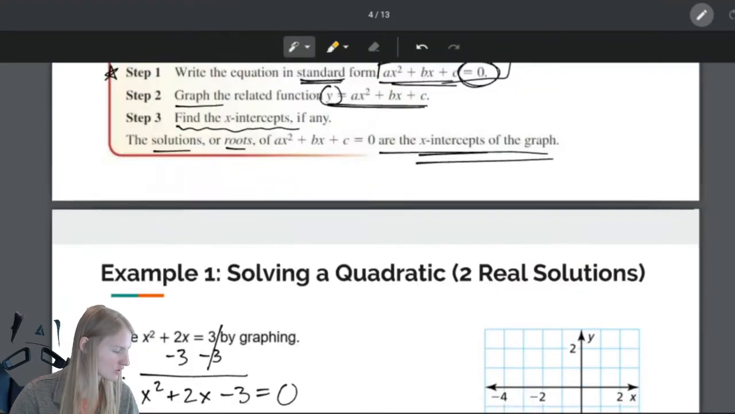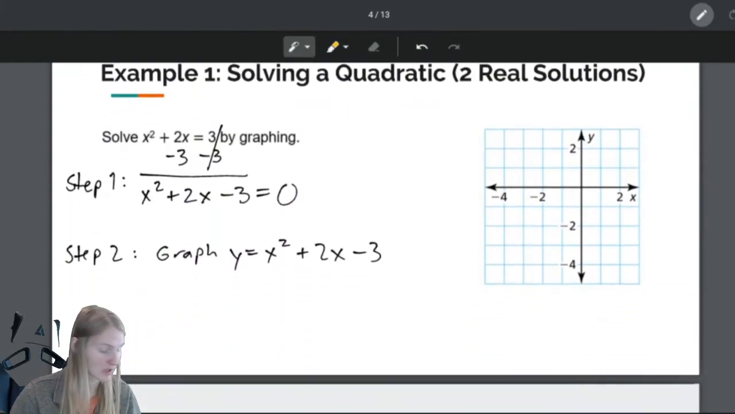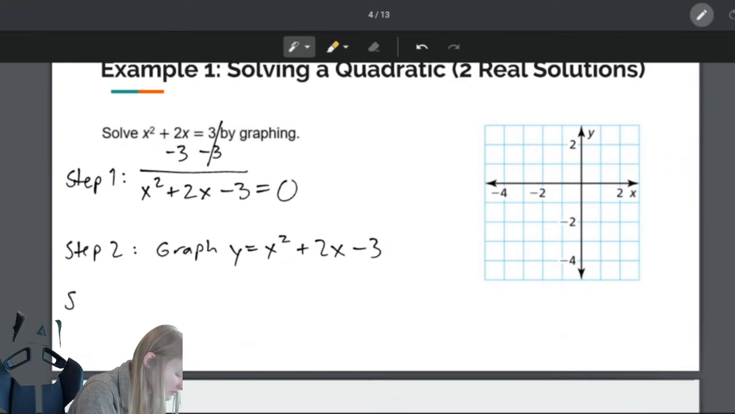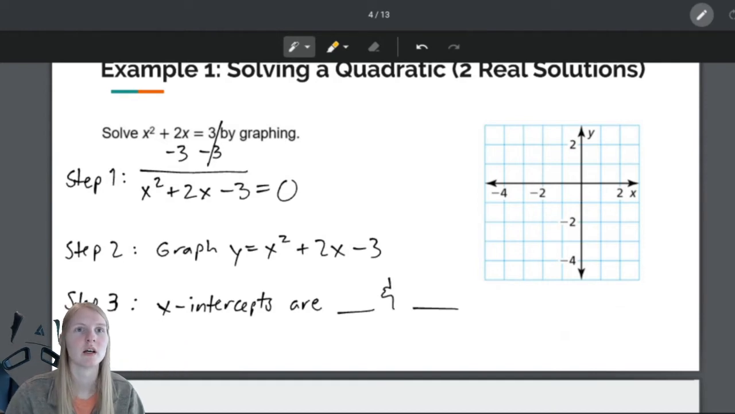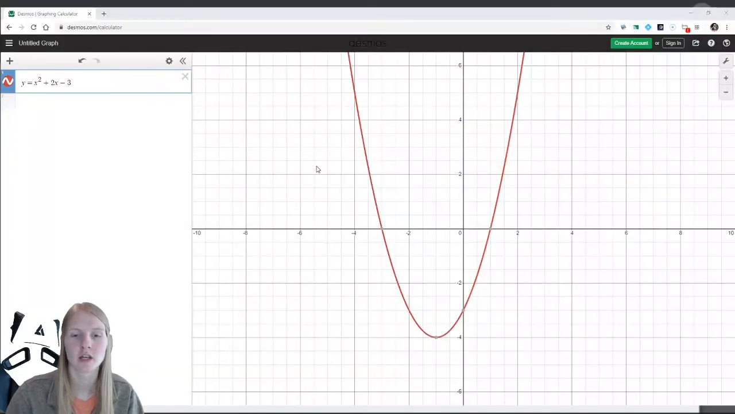If we go back here, step 3 was to find the x-intercept. So, step 3, x-intercepts are something and something, because there are 2, right? So if I switch back to our graph, see here there's 2 x-intercepts, there's one here and there's one here, and if I hover over them, it shows me exactly what they are. -3 and 1.